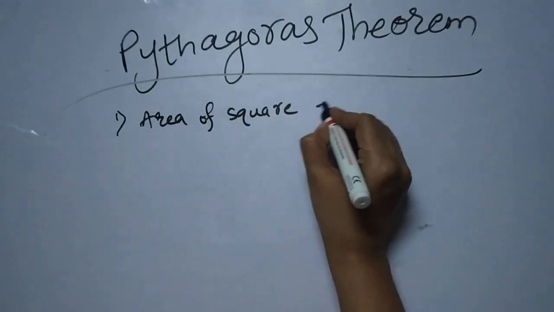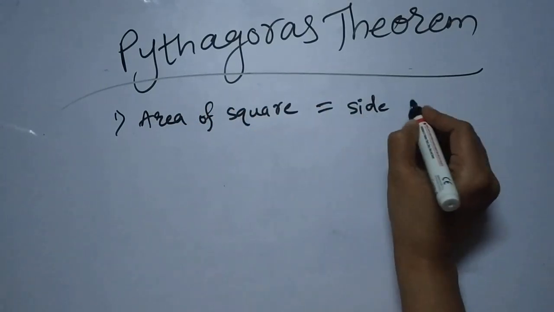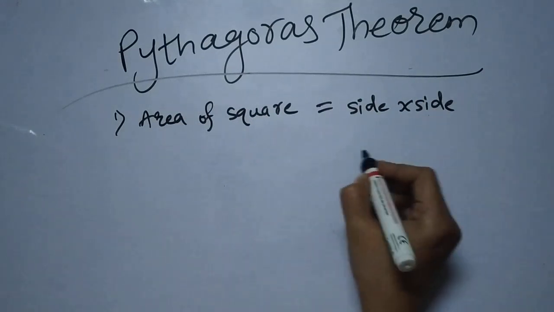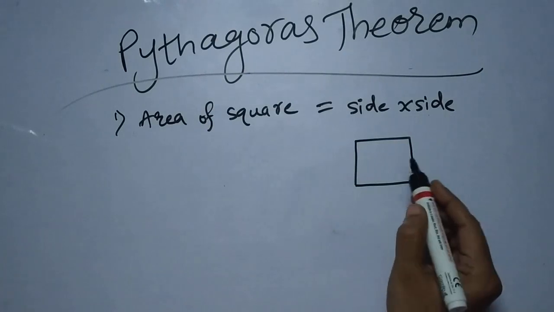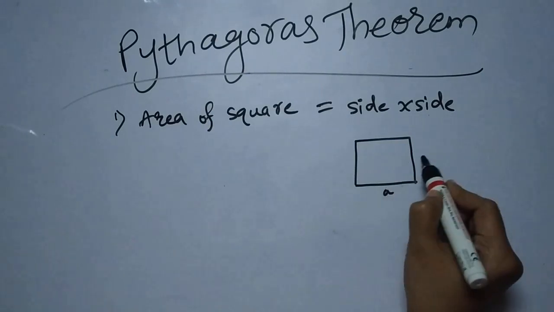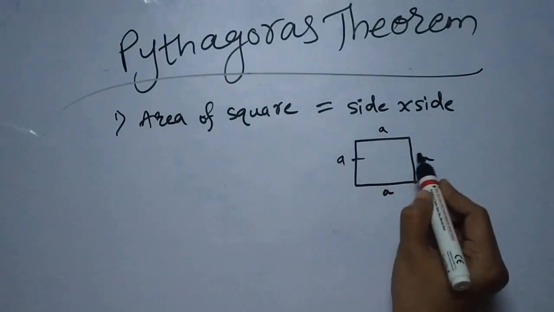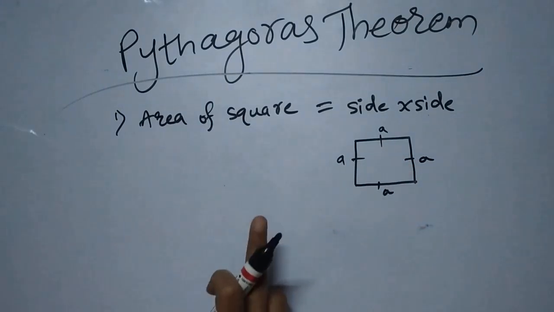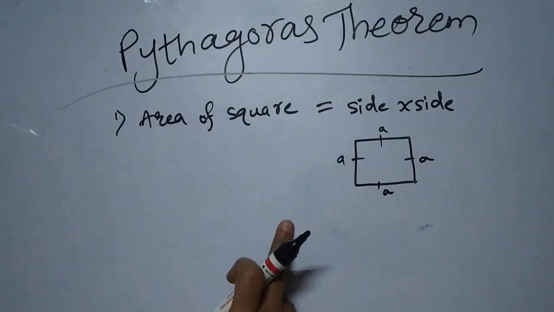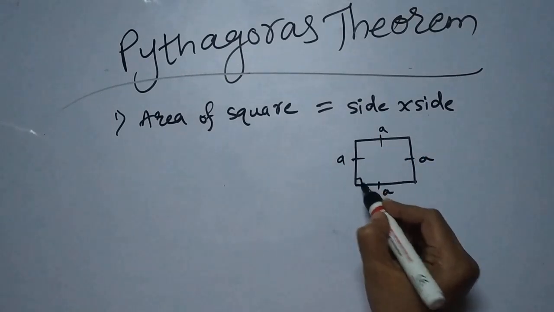We know that the area of a square, what is the formula? Side into side. Suppose this is one square. It has all sides equal, all of equal length. Friends, the sides of a square are equal and each of its angles measures 90 degrees.